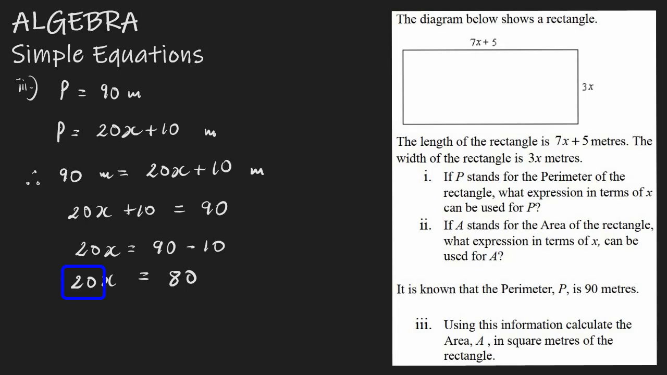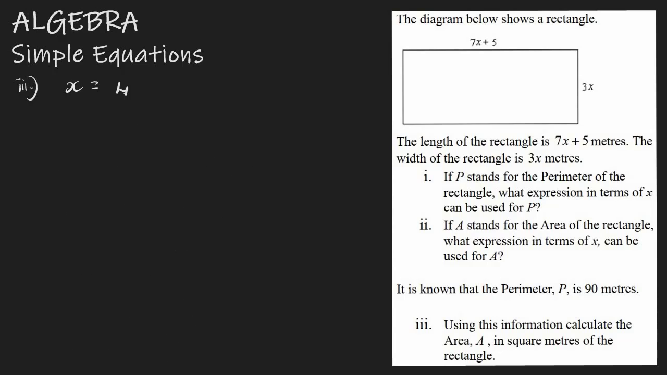20 is multiplied by x. I would like the x term alone on the left-hand side of my equation. So x is equal to 80 divided by 20. Therefore, x is equal to 4. Now that I've found x, I can find the area of the rectangle. Recall, A is equal to 21x squared plus 15x meters squared. And x is equal to 4.